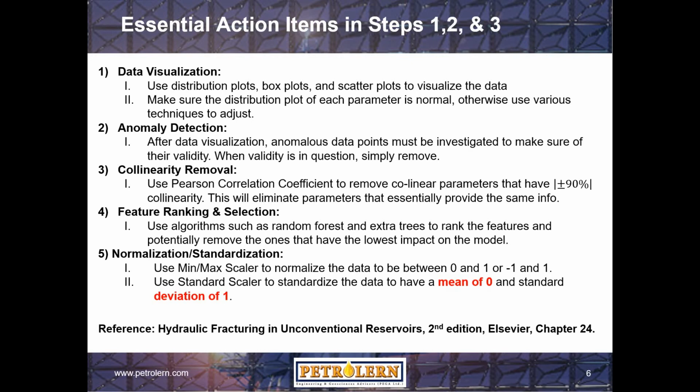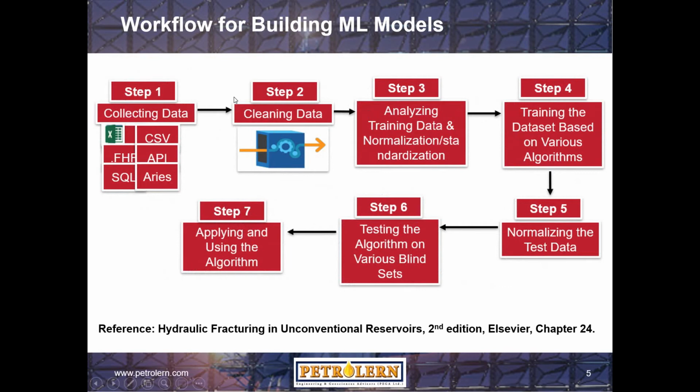So now that we understand the essential action items in steps 1, 2, and 3, let's go back to this figure. We're done with steps 1, 2, and 3. We've done the normalization and standardization. Step 4 is to train the database based on various algorithms. In this step, I think it is very important to understand which algorithm you're going to choose for the problem. As you saw, there are many different algorithms, and the type of algorithm that you choose depends on the type of problem that you're trying to solve.